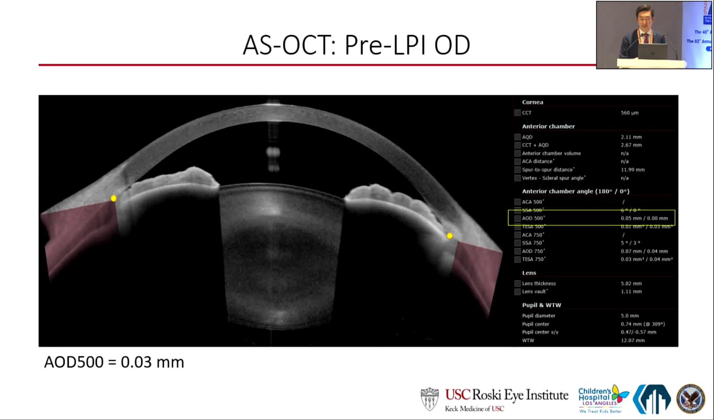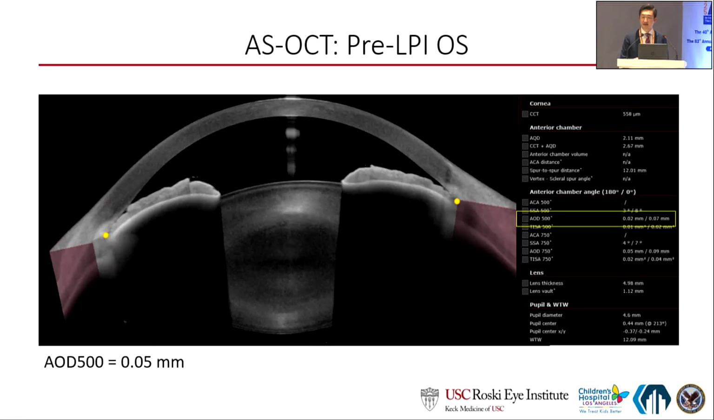So at this point, we had a new ASOCT device. Here you can see beautiful images of the entire anterior segment, and our AOD 500 is 0.03. So now you guys are all becoming experts about AOD. This is a very narrow angle. In the right eye, and also in the left eye, it's 0.05.